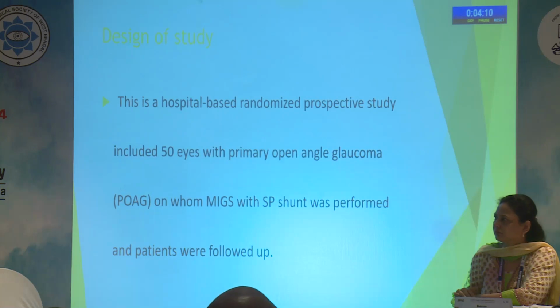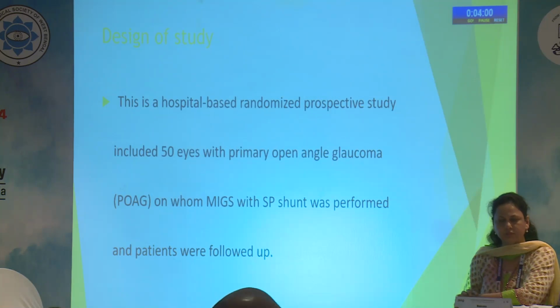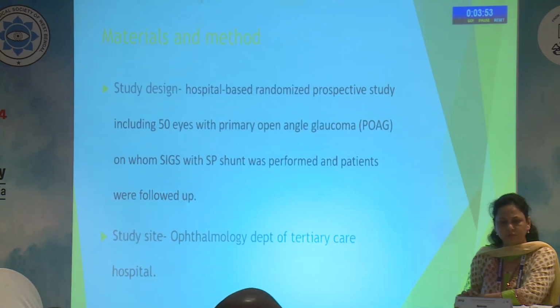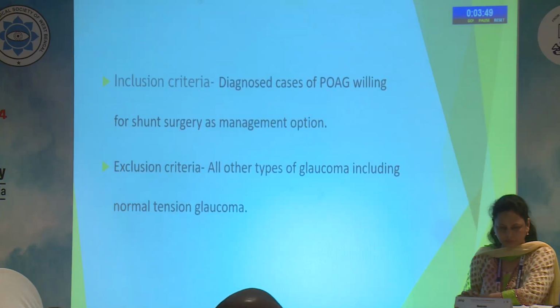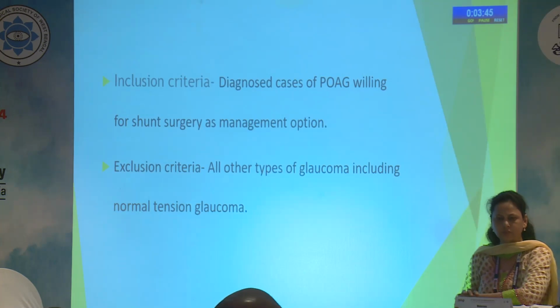The design of this study was a hospital-based randomized prospective study which we have taken as a pilot project. It included 50 eyes of patients with primary open angle glaucoma who were willing to undergo microincision glaucoma surgery with SP shunt. The study site was the ophthalmology department of a tertiary care hospital. Inclusion criteria included patients who are diagnosed cases of primary open angle glaucoma and were willing for shunt surgery. Exclusion criteria was all other forms of glaucoma, including normal tension glaucoma.